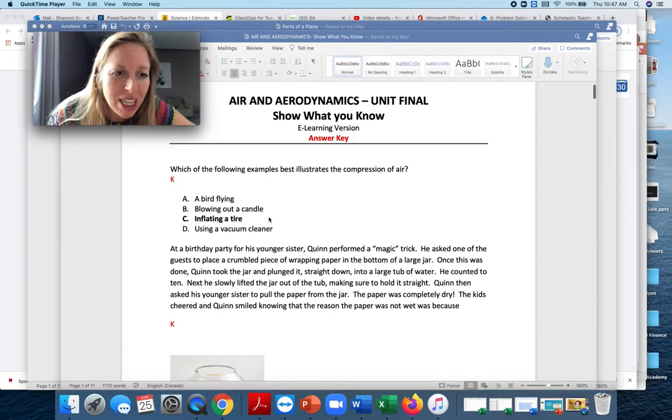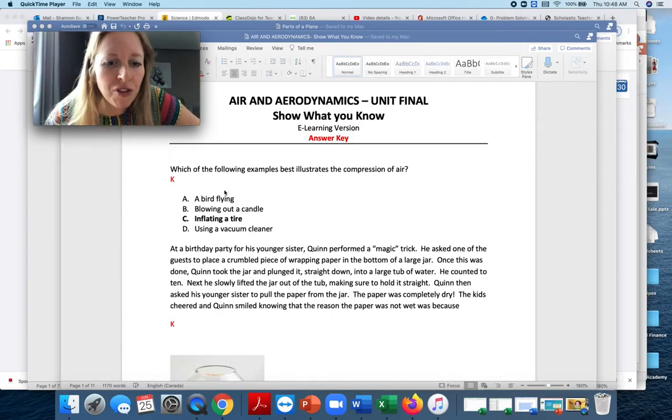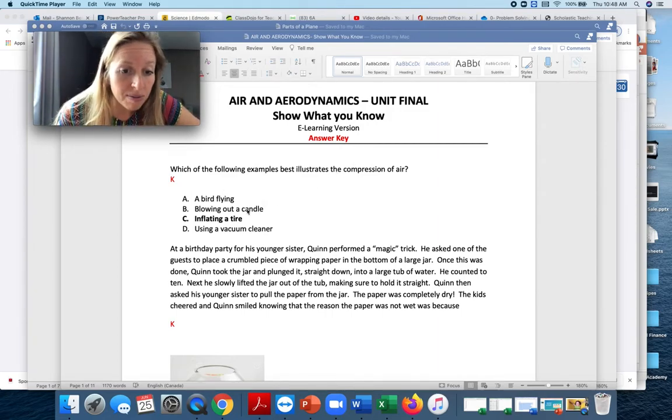So question number one, I didn't label them in here, but question number one is this one. Which of the following examples best illustrates the compression of air? Inflation of a tire, because you have compressed air inside of a tire, which we talked about. The rest of the examples don't make sense.